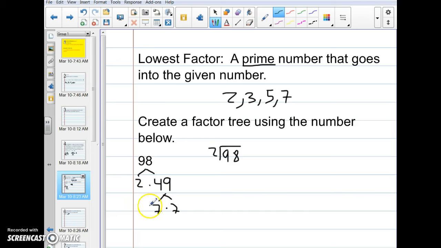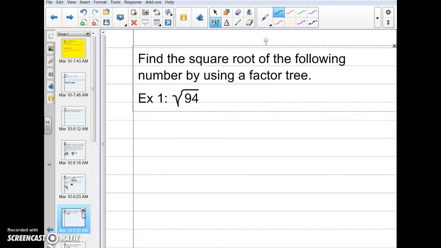We're going to be using this to simplify square roots. So my first example is find the square root of 94. We're going to use a factor tree, just like the previous problem. Again, this is an even number, so I'm going to start with 2. How many times does 2 go into there? Again, you might have to do this the long way. I happen to know that it's 37.